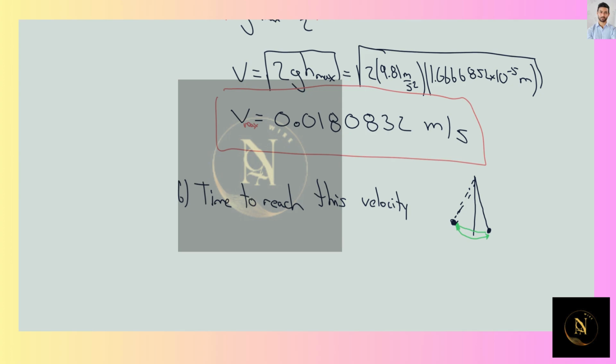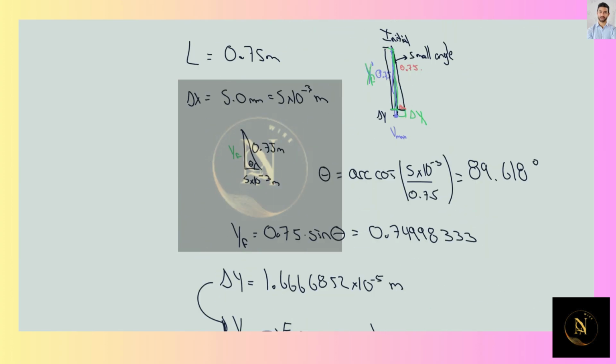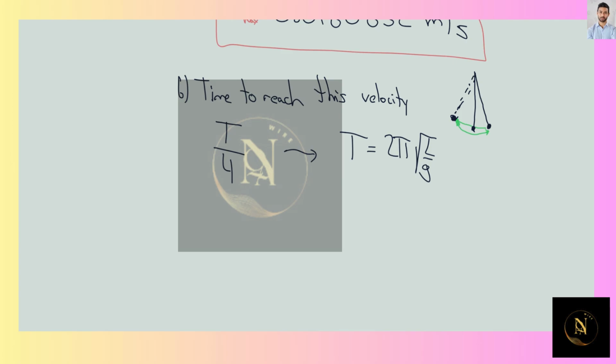That means that to reach the middle point, the time that is going to be required is the period of oscillation divided by 4. And for a simple pendulum, the period of oscillation is equal to 2 pi times the square root of L divided by g. This is valid since the angle that we have on this position is very small, so the small angle approximation is going to work well in this situation.